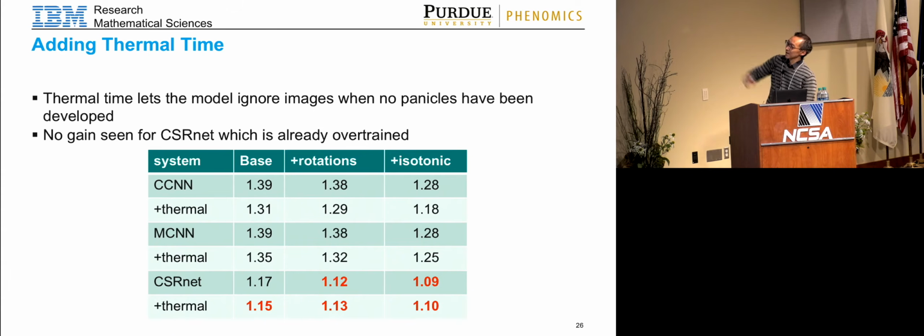So that helped, where it says plus thermal. That really helped the performance of CCNN, down from 1.28 in error to 1.18, and it's coming close to CSRNet. Interestingly, adding the thermal degrees doesn't improve CSRNet because it's already been sort of overtrained.